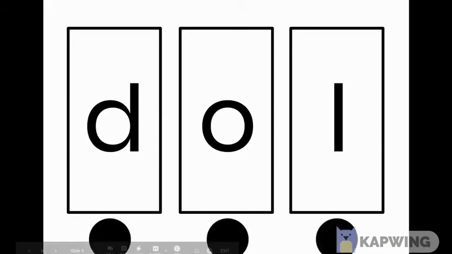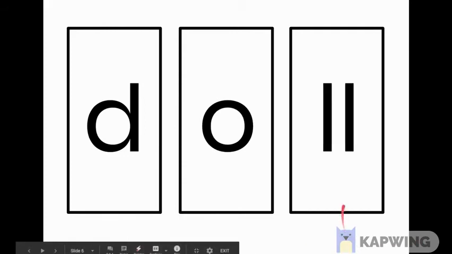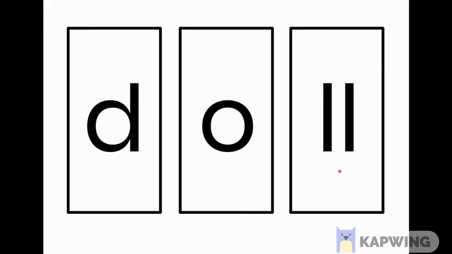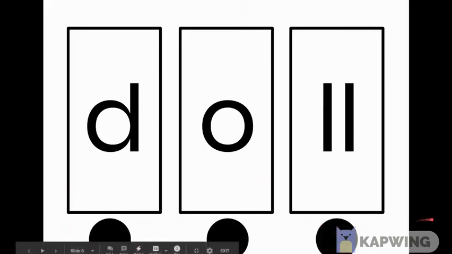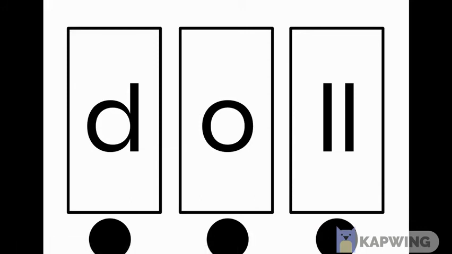Let's take a look at this word. Let's blend it. D-o-l. Doll. But when we have that L at the end, we need to double it. Doll. It doesn't change the sound. All we're doing is adding that extra letter. So let's think about that. Sammy loves, the next letter is F.